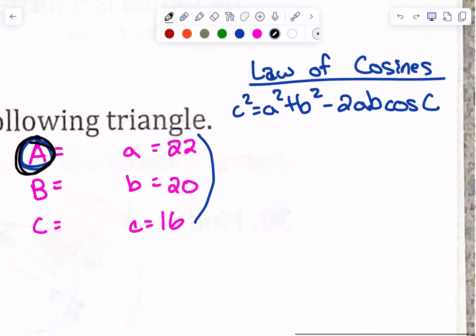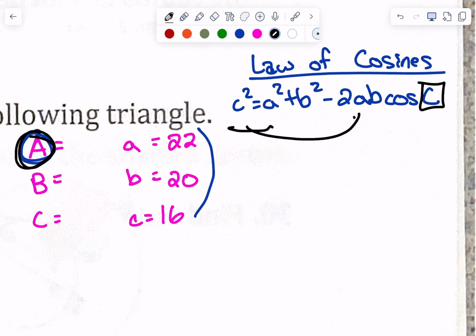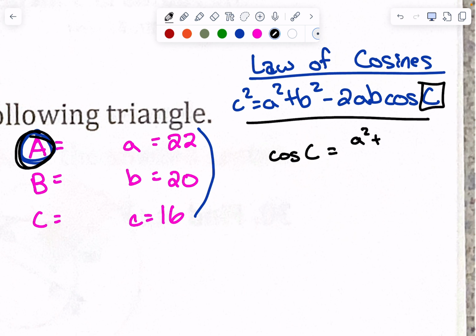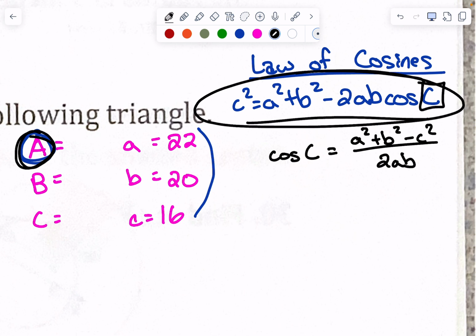When you're solving for an angle, you've got capital C right here. I have to do all of the shoving everything to the other side in order to solve for capital C. So I'm going to show you a cheater formula. Ready? Write this down. This is the alternative to the law of cosines: cosine of C equals a squared plus b squared minus c squared over 2ab. That is this equation flipped around and solved for the angle. I didn't tell you this when we were doing the lesson because I wanted you to suffer a little bit.